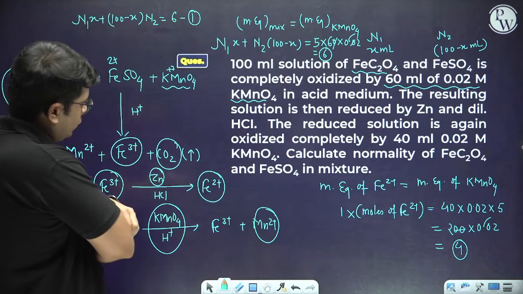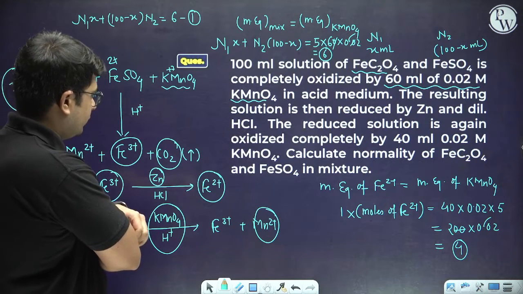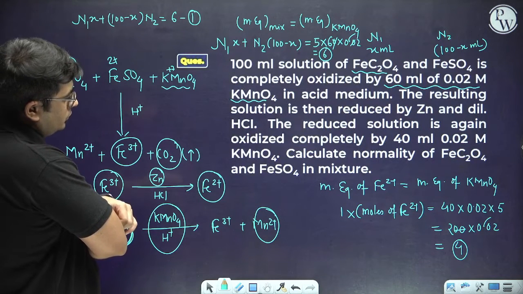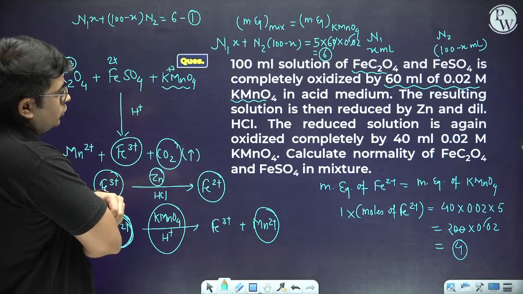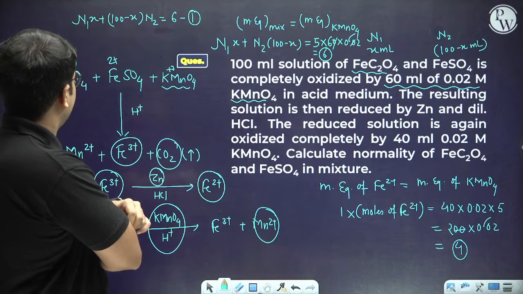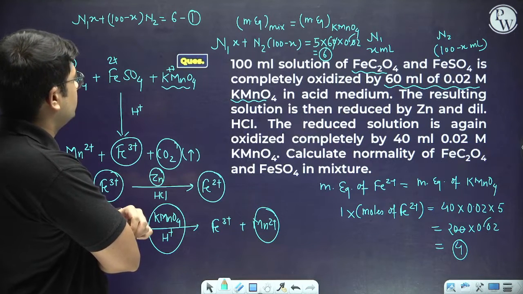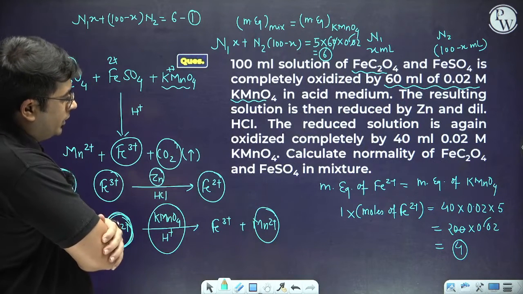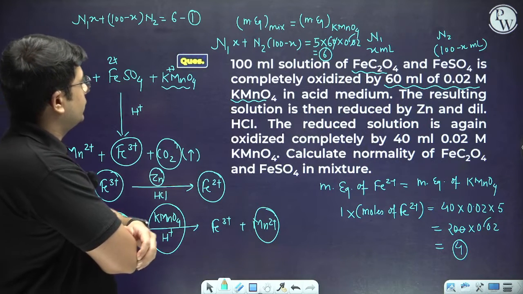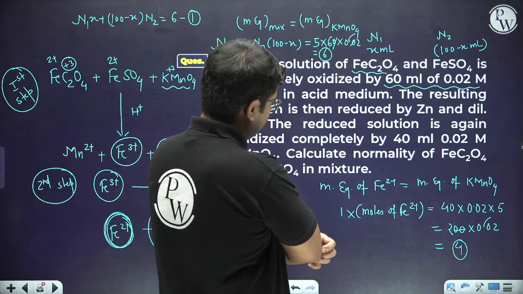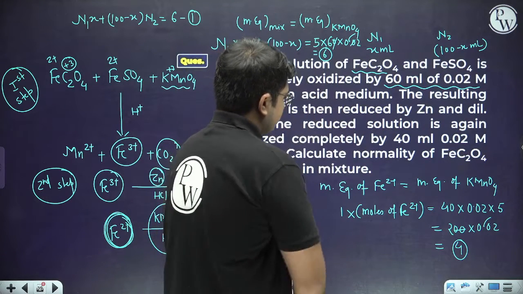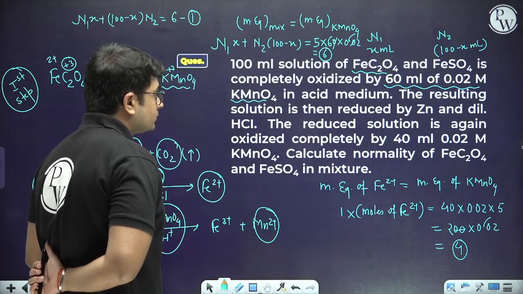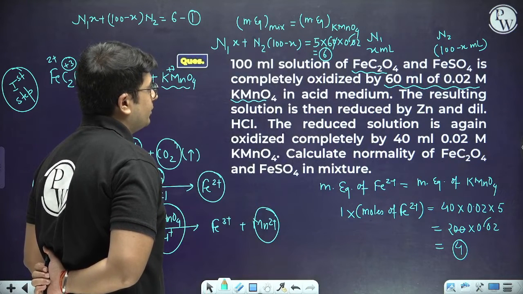You can use the normality of this Fe2+, but it's better to use this entire data in terms of molarity of Fe2+. So if Fe2+ is there and its molarity is 4, then in this particular data, the number of moles, that will be equivalents, I guess. Moles of Fe2+ into N factor, so that will be the same, I guess.